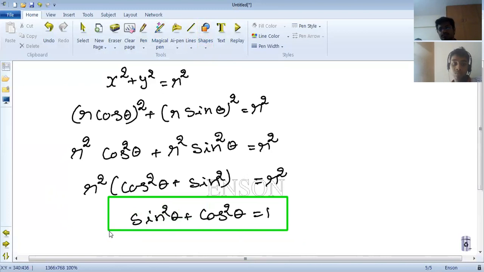Any queries you can ask me. No, sir. You can note this formula and derivation also if you want. Okay.